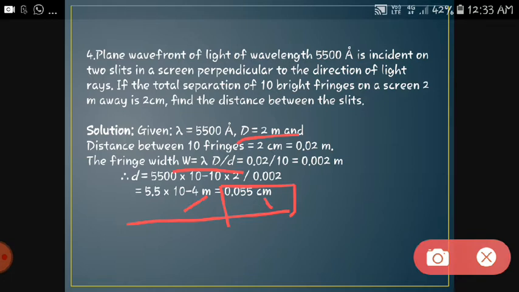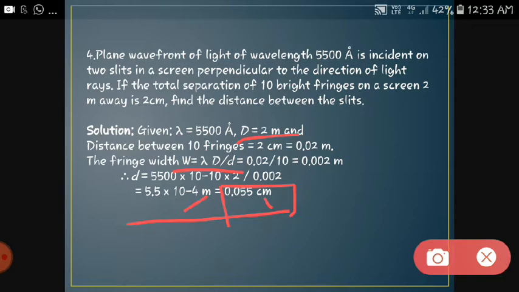Here is also a single formula. By shuffling all the values, what are we going to calculate? Small d, and that small d is nothing but the distance between two slits, and it is calculated as 0.055 centimeter. While doing any kind of numerical, just remember, first thing you have to write down is given. For your convenience, there is no mark distribution for the given things.